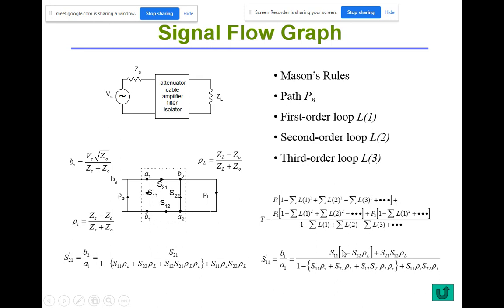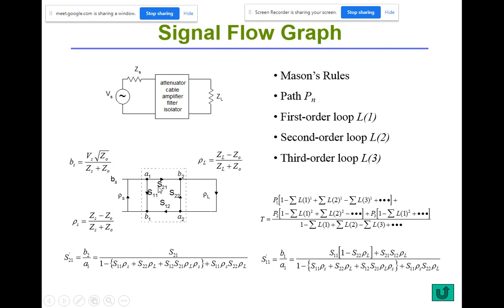I need to take 1 minus the sum of loop gain. In this case, the sum of loop gain is only rho L times S22. This is the only loop that doesn't touch the first path. So I have 1 minus S22 times rho L, the only loop here.